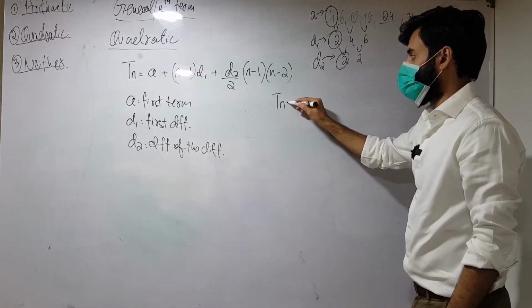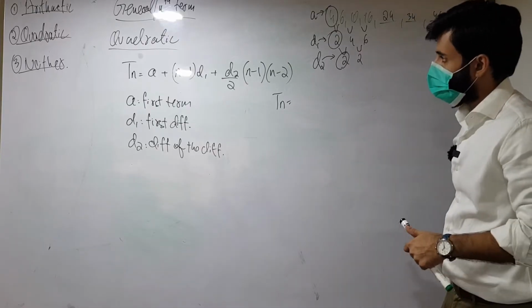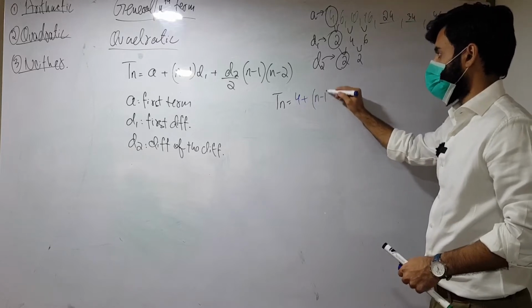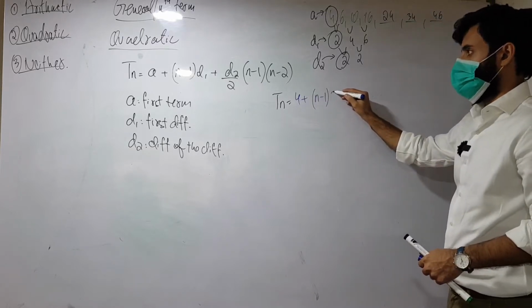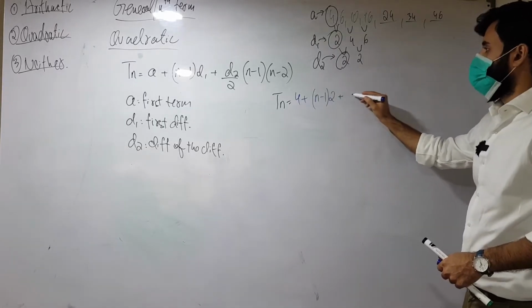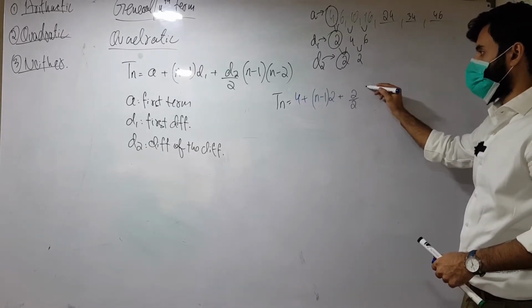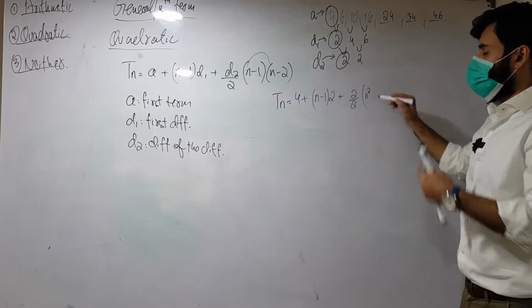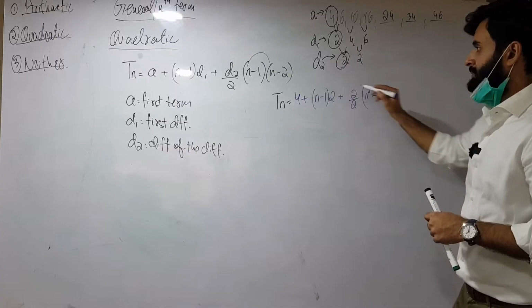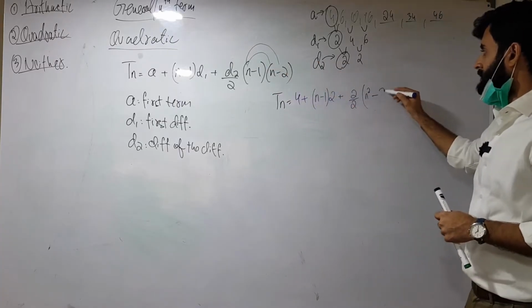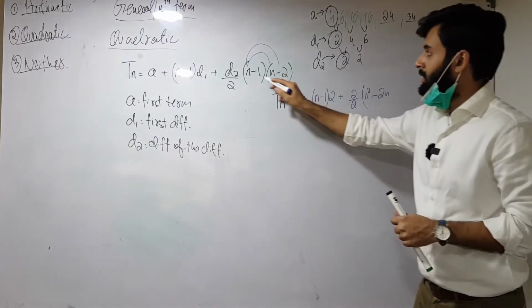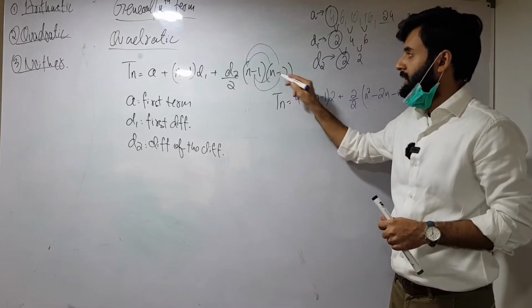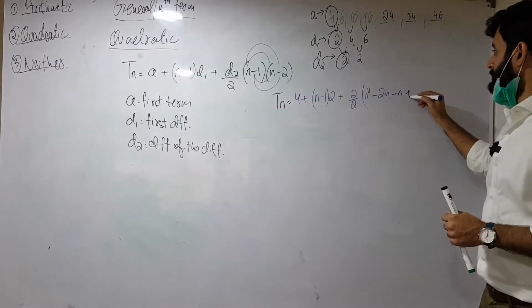So Tn is equal to 4 plus (n minus 1). What's the first difference? That's 2, very good. Plus difference of the difference, which is also 2, divided by 2. And then let's expand this in this step. n into n will give me n square. n into minus 2 will give me minus 2n. Minus 1 into n will give me minus n. Very good. Now be careful. Minus 1 into minus 2 will give you what? It will give you plus 2.